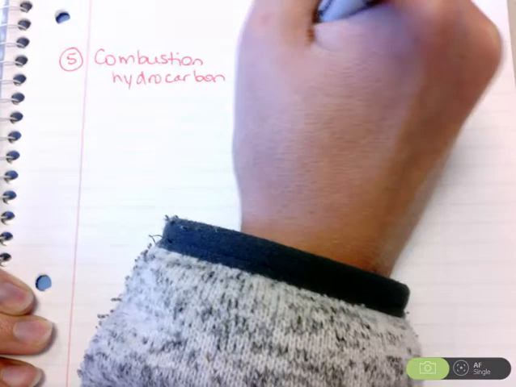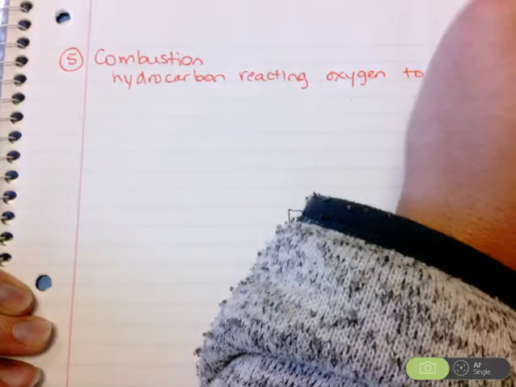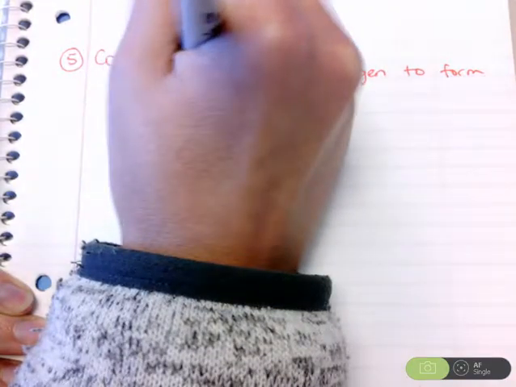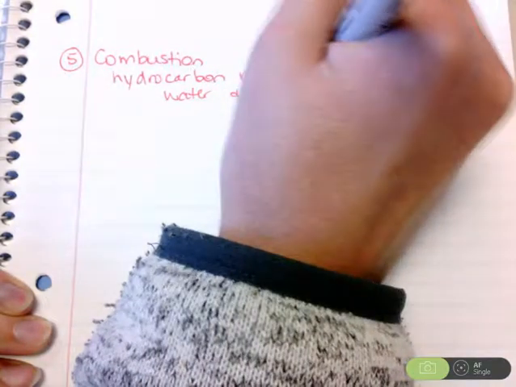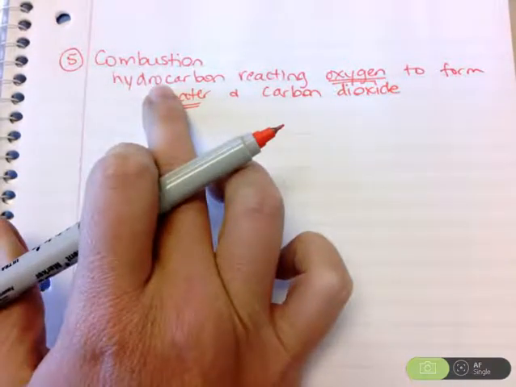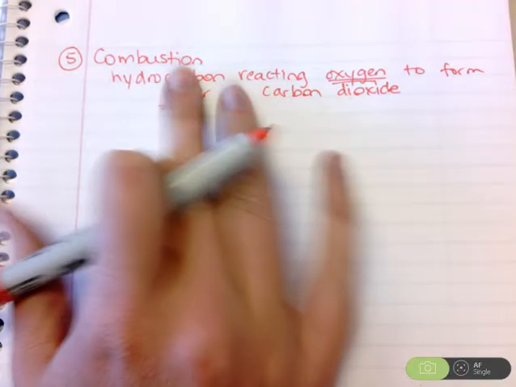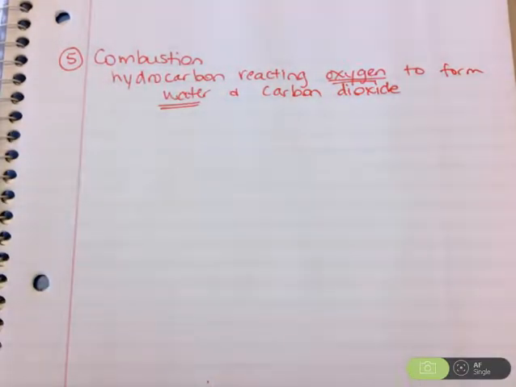In a combustion reaction, we always have a hydrocarbon reacting with water, reacting with oxygen, I apologize, to form water and carbon dioxide. So definitely always water and always oxygen. Depending if we're burning nitrogen-containing compound, we might form ammonia instead. However, this is the main one that you're going to see in Honors Chem 1.